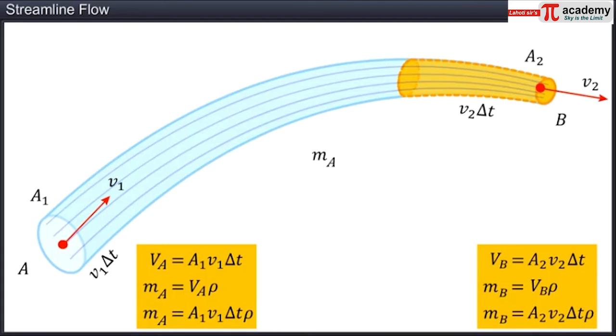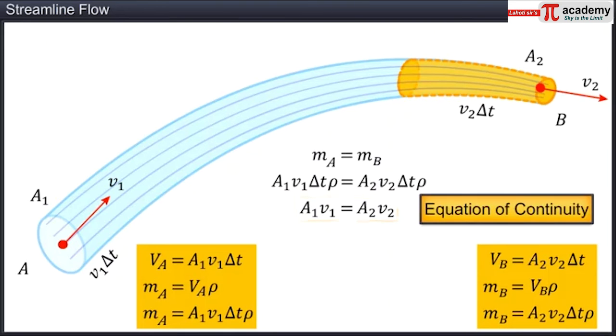As the mass of the fluid entering is equal to the mass of the fluid leaving the tube, we have A1 V1 delta T ρ is equal to A2 V2 delta T ρ. On simplification, we get A1 V1 is equal to A2 V2. This expression is called the equation of continuity.